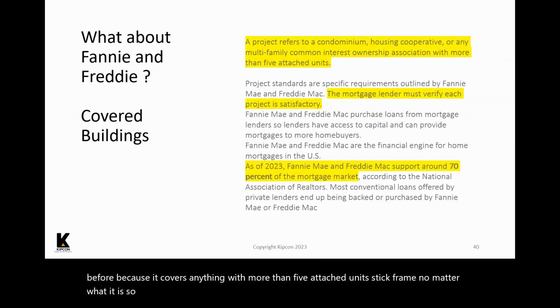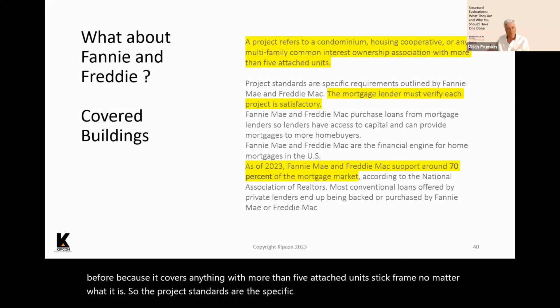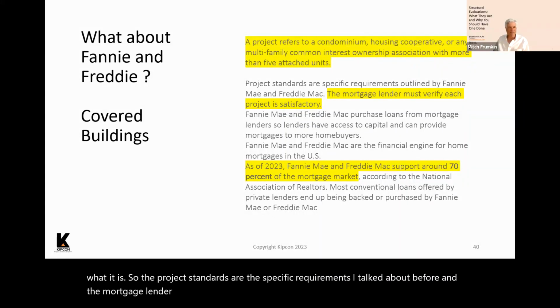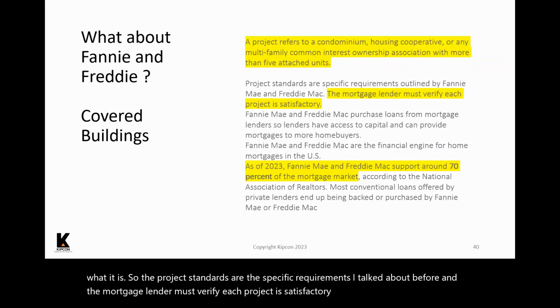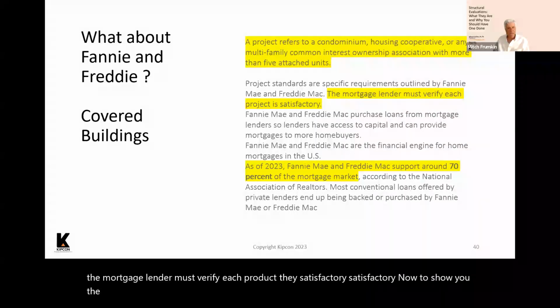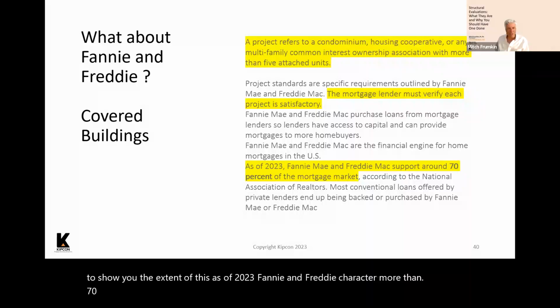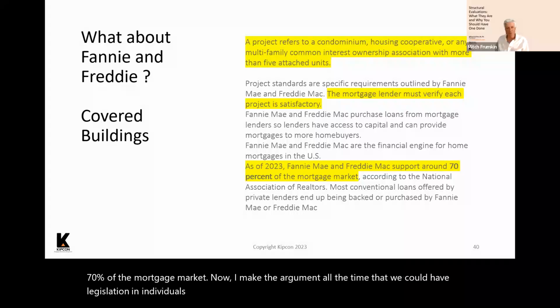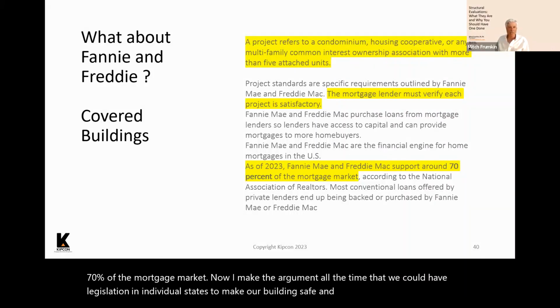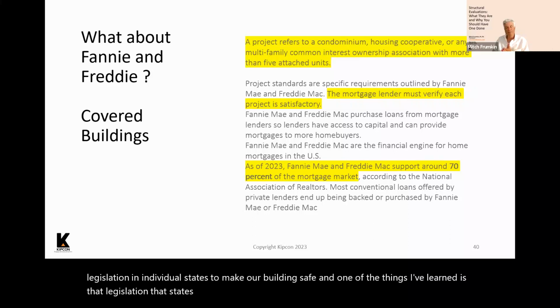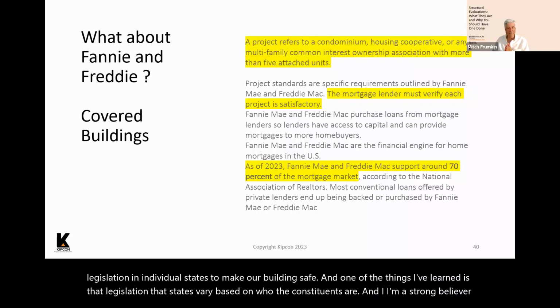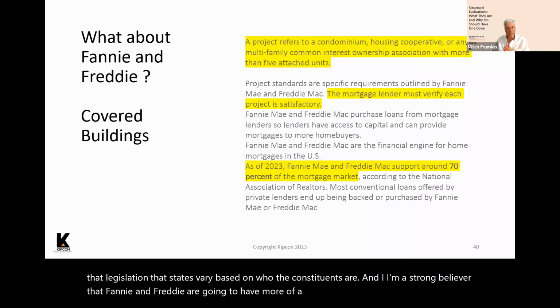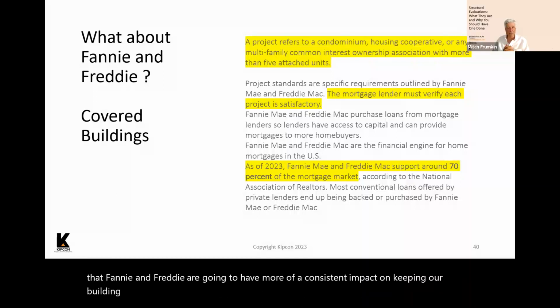So the project standards are the specific requirements I talked about before, and the mortgage lender must verify each project is satisfactory. Now, to show you the extent of this, as of 2023, Fannie and Freddie accounted for more than 70% of the mortgage market. I make the argument all the time that we can have legislation in individual states to make our buildings safe. But one of the things I've learned is that legislation in the states varies based on who the constituents are. I'm a strong believer that Fannie and Freddie are going to have more of a consistent impact on keeping our buildings safe than legislation will.